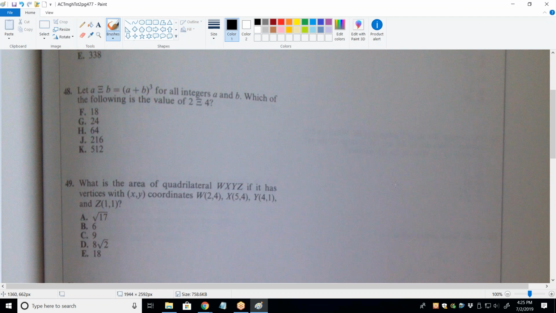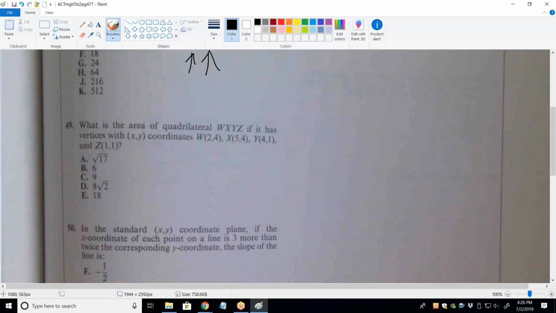In other words, they're telling you the definition of that function means a plus b cubed. And that's a, and that's b. So what is a plus b cubed? That is 216j. And some of them are a little more complicated than this, but pretty much these are all just plug-in. Yes.